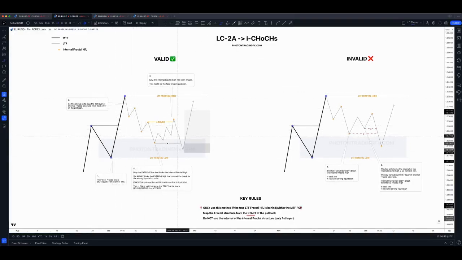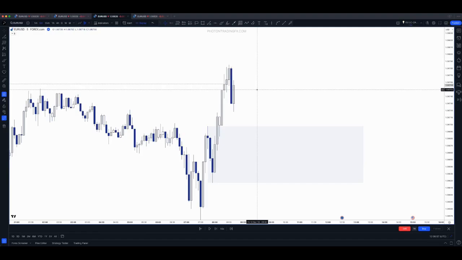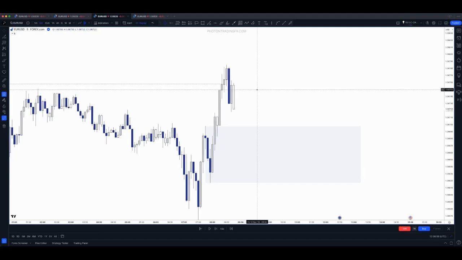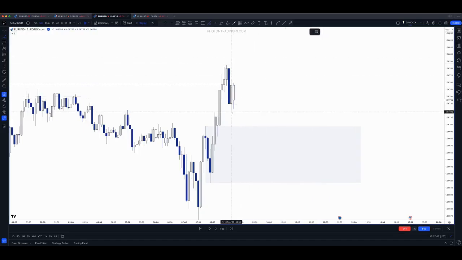So now I'm going to map the first layer of internal structure in the pullback, okay? So let's see what happens, right? So we're starting to pull back, okay? Don't really have anything to work with to map, okay? Now we can see our first internal fractal low, right? So, let's draw that on, okay? And you can view that as your first internal low, okay? Because the true internal low is obviously down here.